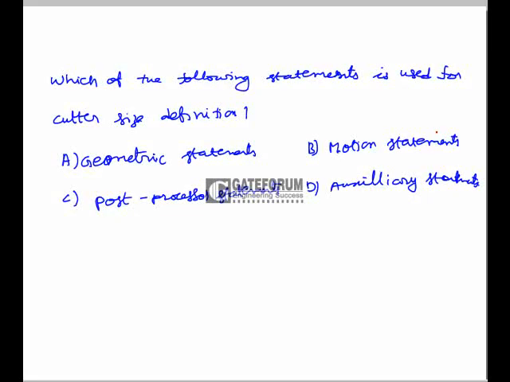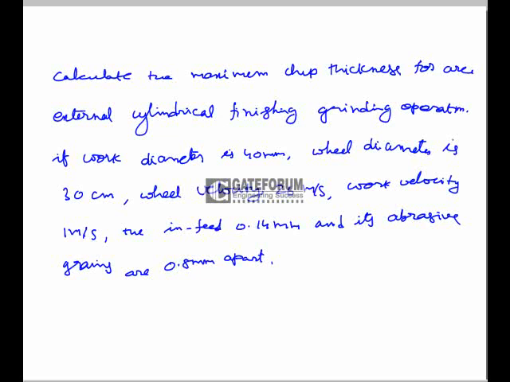Which of the following statements is used for cutter size definition? Here the right answer is auxiliary statements. The maximum chip thickness for external cylindrical finishing grinding operation, if work diameter is 40 mm, wheel diameter 30 cm, wheel velocity 26 meter per second, work velocity 1 meter per second, the infeed 0.14 mm, and its abrasive grains are 0.8 mm apart.